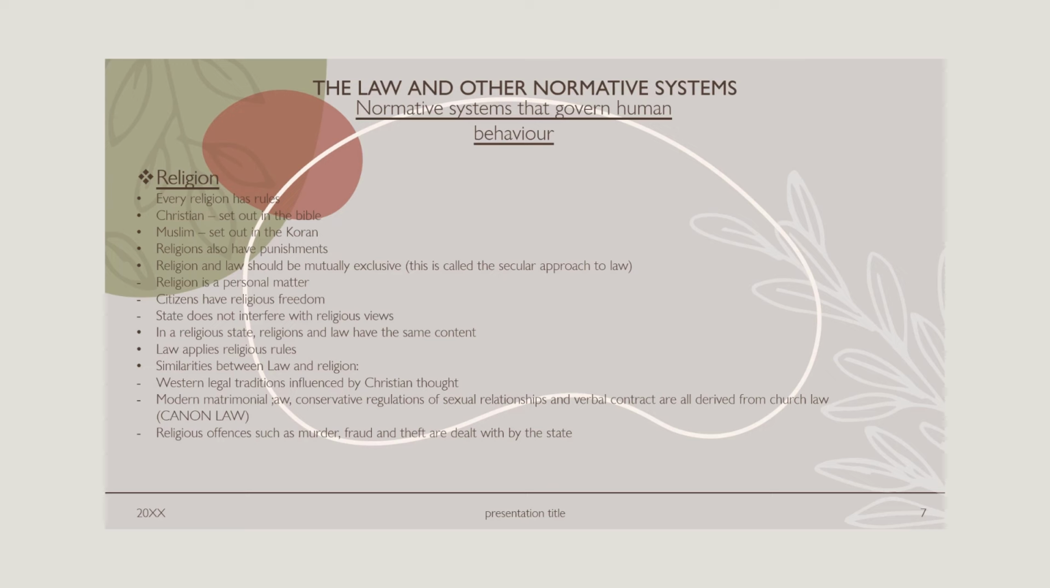Then in a religious state, religion and law have the same content. Law applies religious rules. Similarities between law and religion: Western legal traditions are influenced by Christian thought, and modern matrimonial law, conservative regulations in sexual relationships, and verbal contracts are all derived from church law, which is the canon law. Like I was speaking about earlier, religious offenses such as murder, fraud, and theft are dealt with by the state. Whereas the state does not interfere with religious views on what people eat and how they do certain things, those are just views. But religious offenses such as murder, fraud, and theft are dealt with by the state.